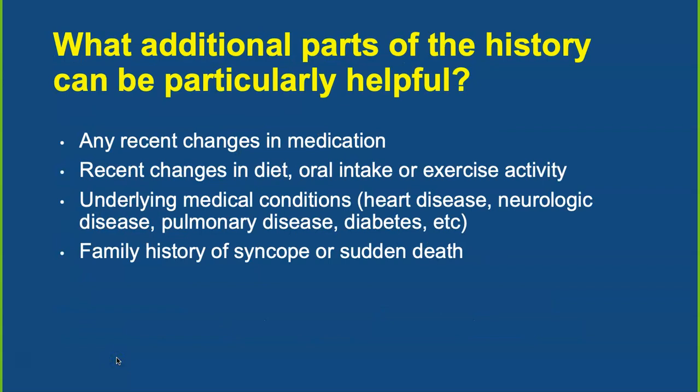Now, these are some other parts of the history that can be particularly helpful when interacting with a patient who might have syncopized. You definitely want to ask about any recent changes in medication, any recent changes in diet, oral intake, exercise, activity. You obviously want to ask about any underlying medical conditions such as heart disease, neurologic disease, pulmonary disease, diabetes, and so on. And you also want to take a thorough family history to see if they've had any history of syncope or sudden death in the family.